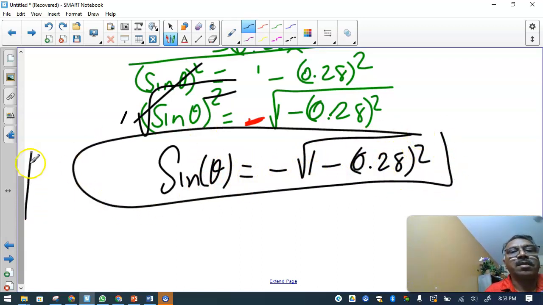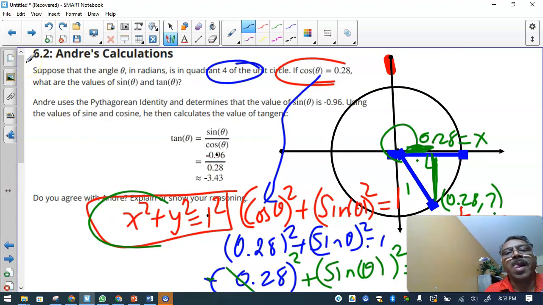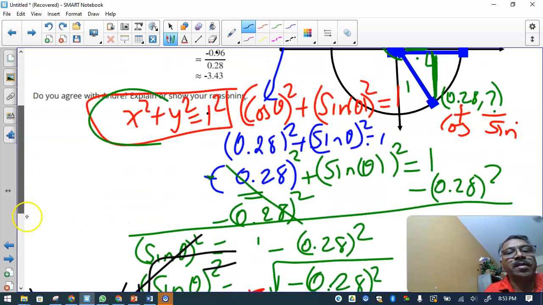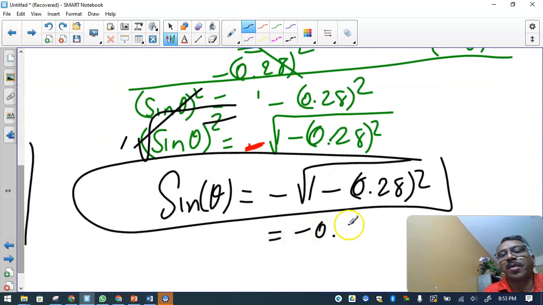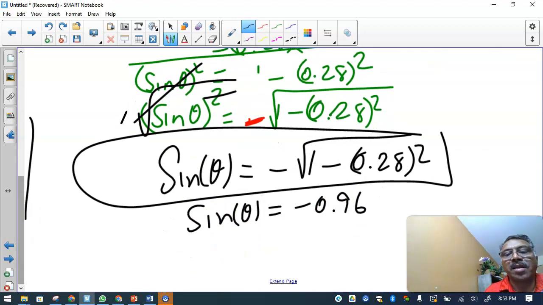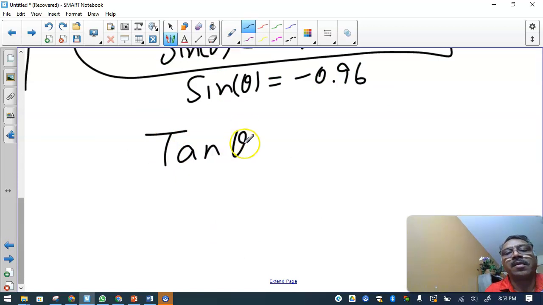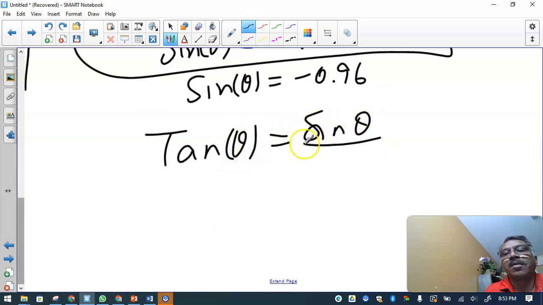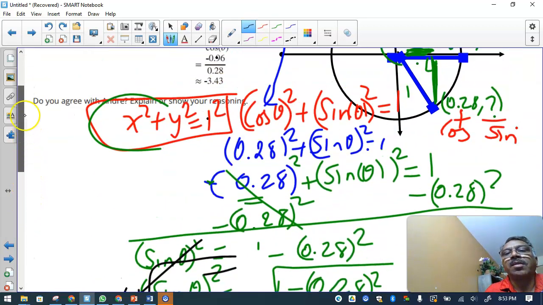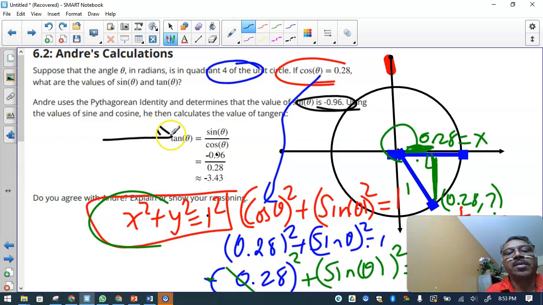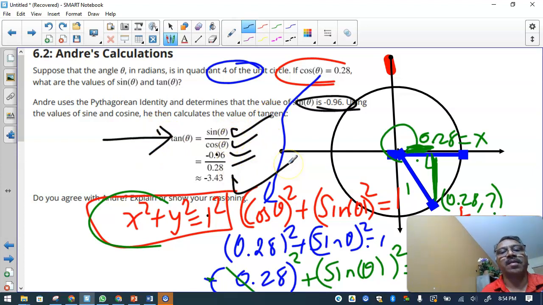Using the calculator, you can figure this out, and you're done. That's all it is. If you work that out, you get 0.96 on the calculator, so this is minus 0.96. Once you get sine theta, then you have tan theta, which is sine theta over cosine theta. Plug that in, use the calculator and you get the answer. I hope that helps everyone. Let's do the next one.